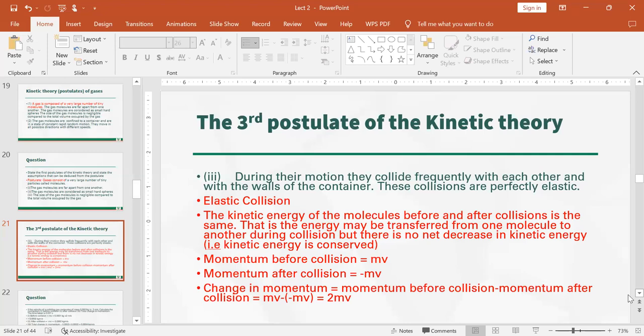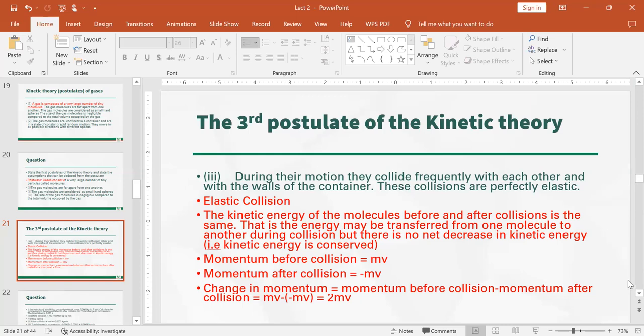Now it is given as momentum after collision. The change in momentum is defined as momentum before collision minus momentum after collision. That's what we call the change in momentum. Momentum before collision is mv minus minus mv. That means the change in momentum is 2 times the mass of the gas, 2m, by the velocity at which it is moving.